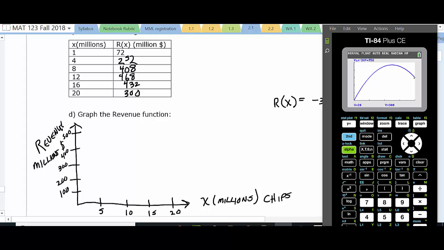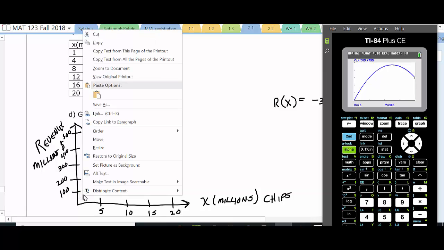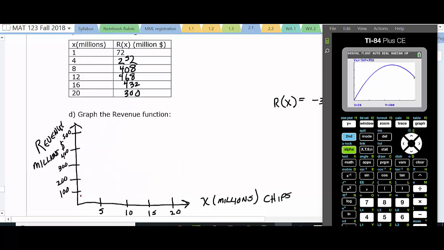Now you're just going to plot the points, just estimate them. So you have 172. It doesn't have to be exact. It's just estimation. And then 4 and 252. And then 8 and 408. And then 12 and 468.